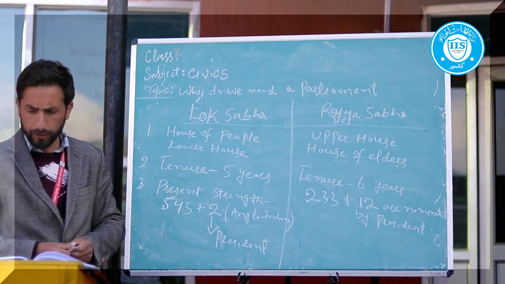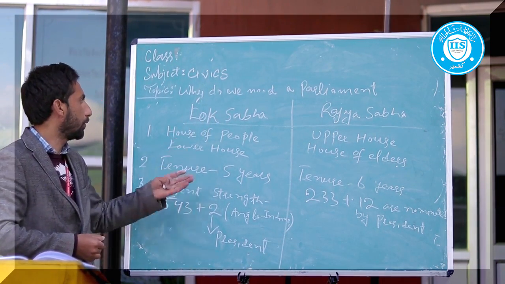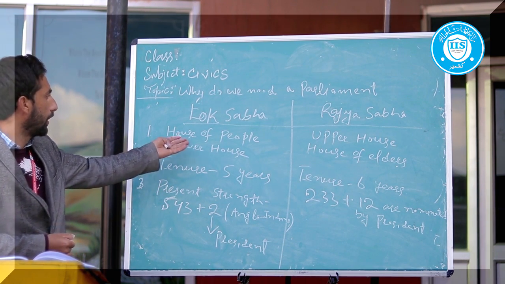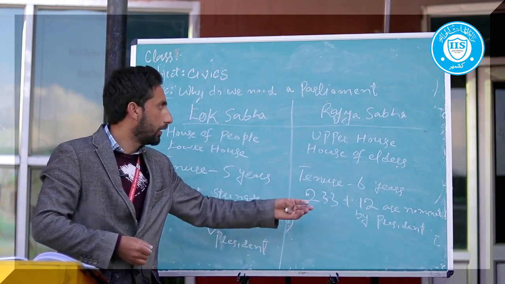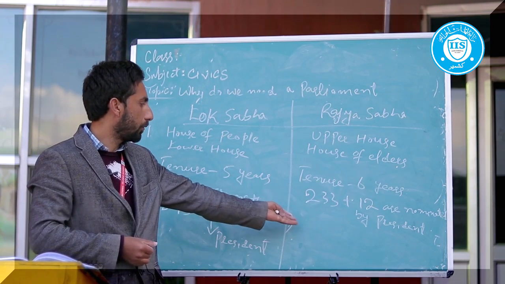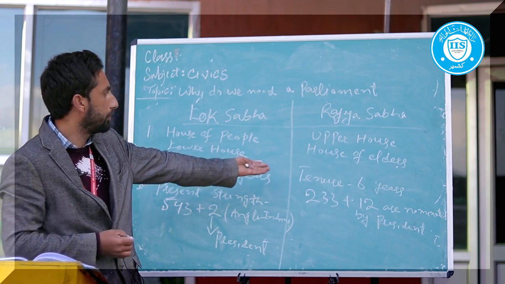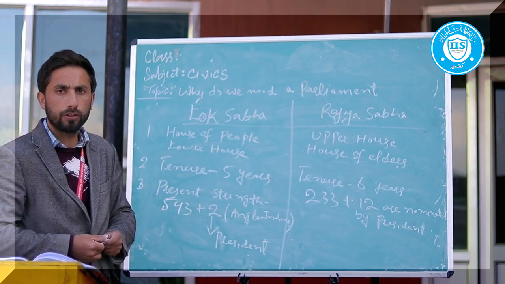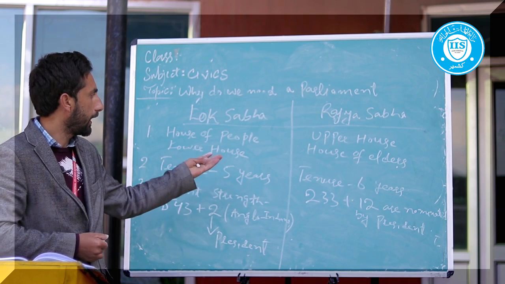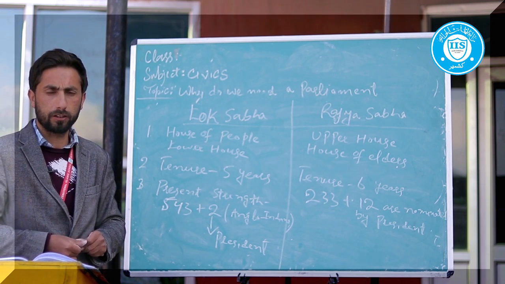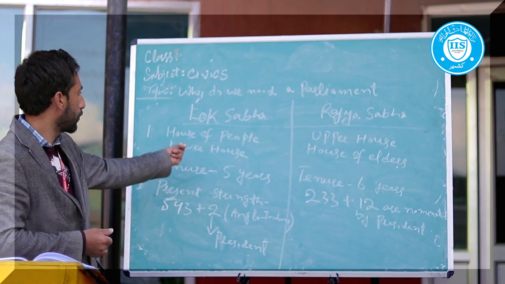And one more important thing is that the presiding officer of the Lok Sabha is the speaker, and the Vice President is the ex officio chairman of the Rajya Sabha. So this was all about this lesson, and at last we discussed the difference between Lok Sabha and Rajya Sabha. Hope you have understood all.